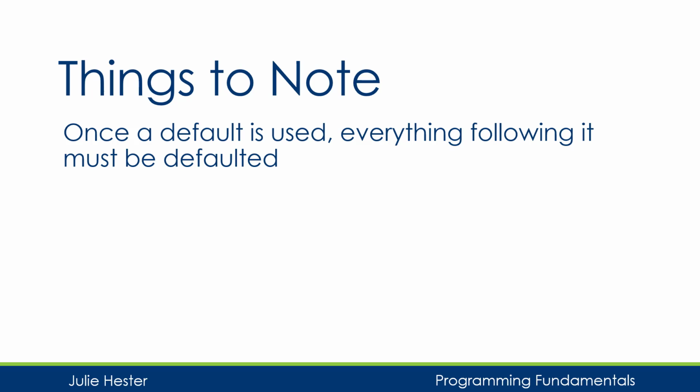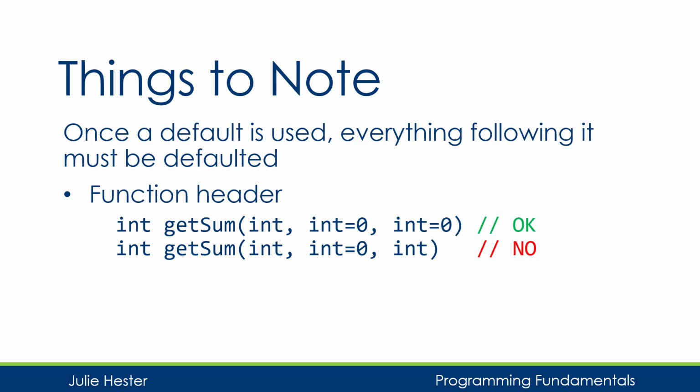Now, there are some things to be careful about with default parameters. Once you set up a default, everything in the list has to also use a default. So in my function header, I can have a function getSum that has 3 parameters of all integers. And if I want, I could set 2 of the 3 parameters to default to 0. So if the first one doesn't have a default, I can then default the second and third one. But in the second example, I'm only setting a default on the second parameter. And this won't be allowed because I will have to also set a default with the third.